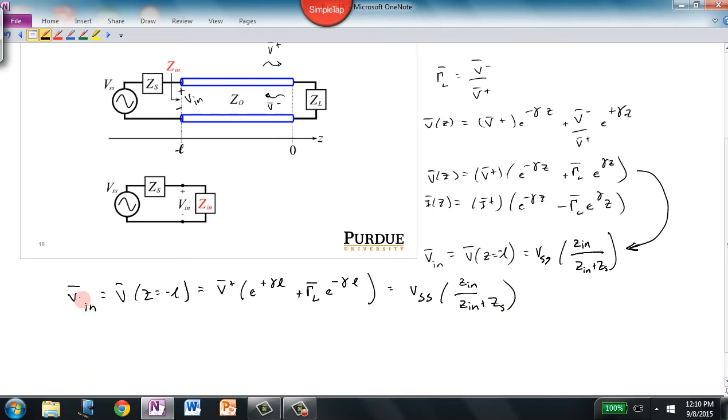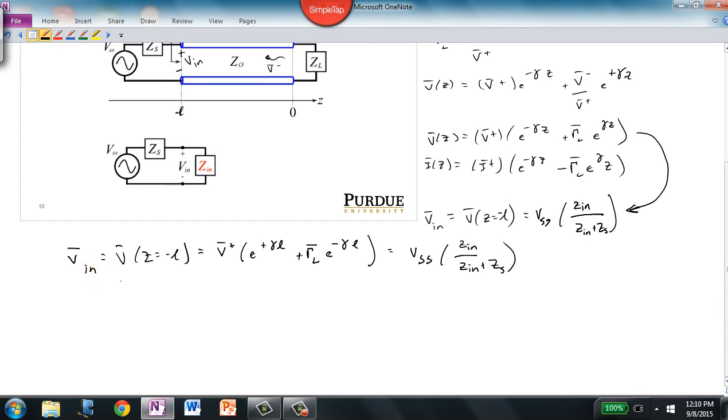What this allows us to do is solve for V bar plus, since this equation is equal to this equation, since they are both the input. They're just different equations for the input voltage. So we can now write V bar plus is equal to V_SS times Z_in over Z_in plus Z_s times 1 divided by this, e to the plus gamma L plus the reflection coefficient at the load, e to the minus gamma L.